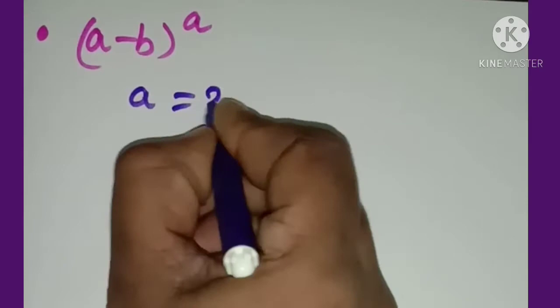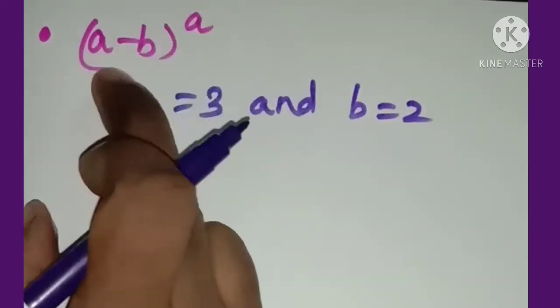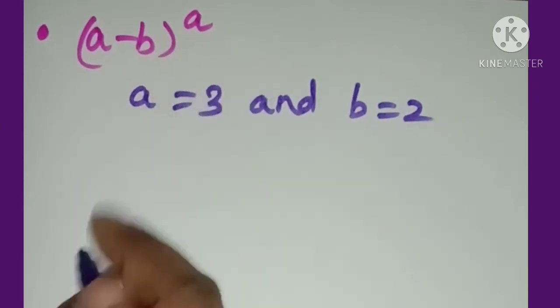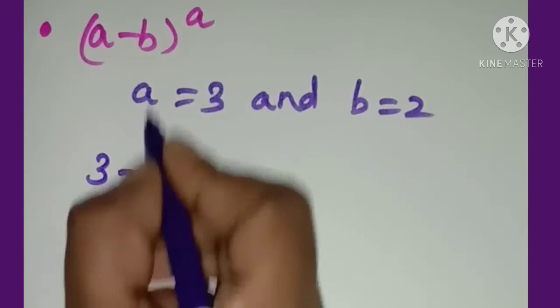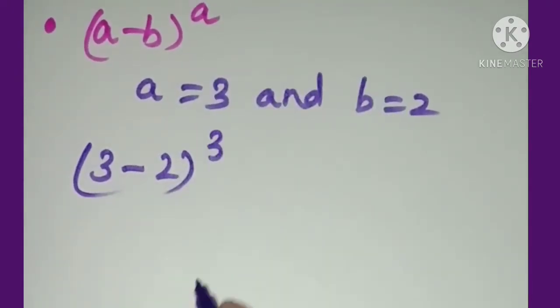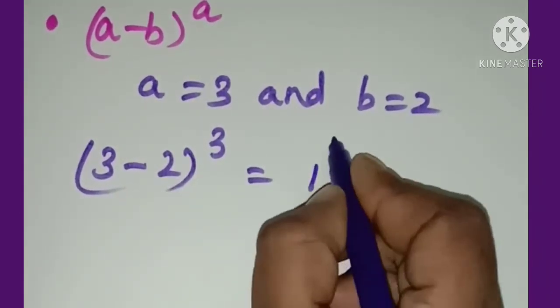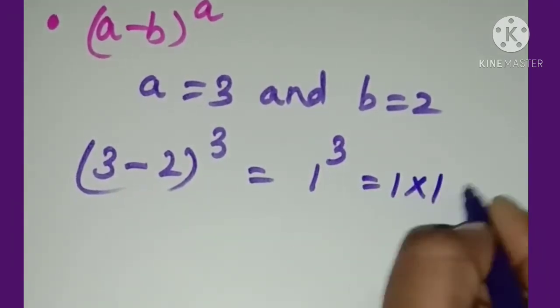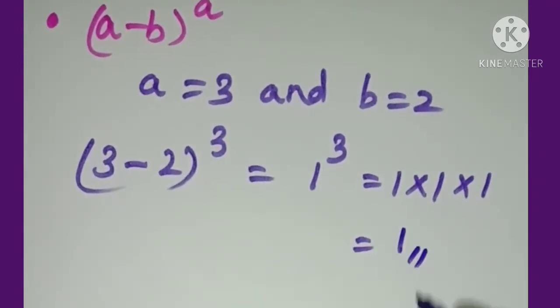The value of a is 3 and the value of b is 2. Find the value of the expression a minus b power a. So first substitute all the values. a is 3 minus b is 2, power a. Again a is 3. So 3 minus 2 is 1, power 3. That is 1 multiplied by itself 3 times. So 1 into 1 is 1, 1 into 1 is 1.